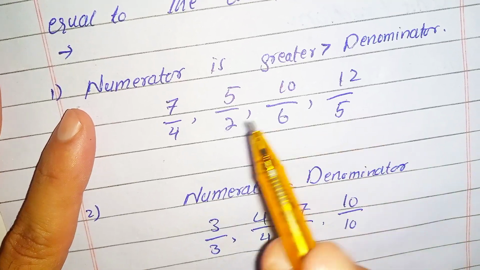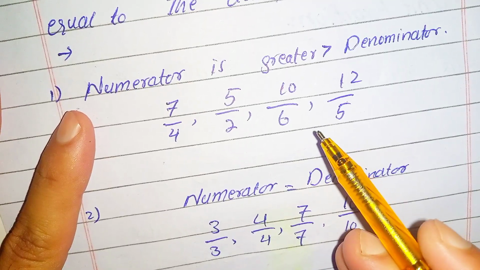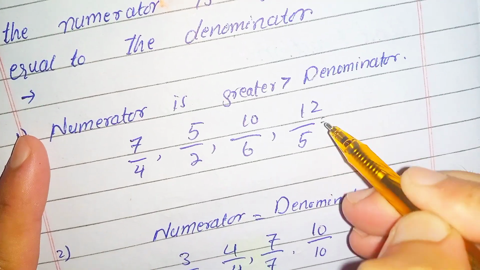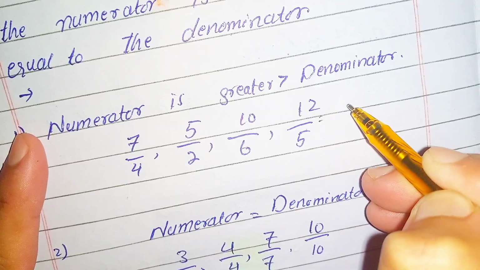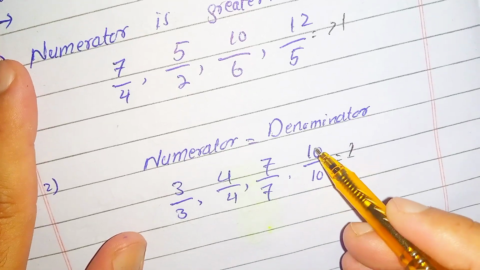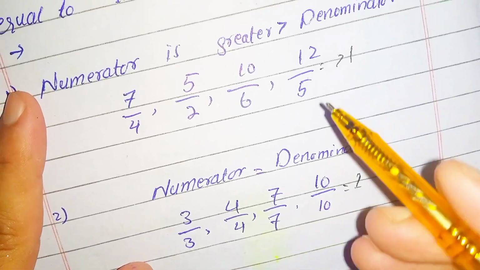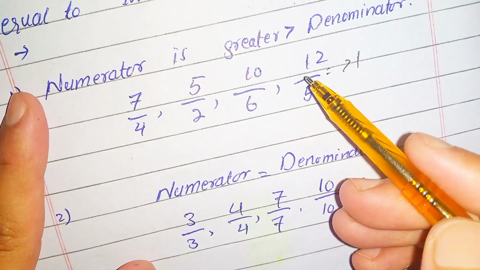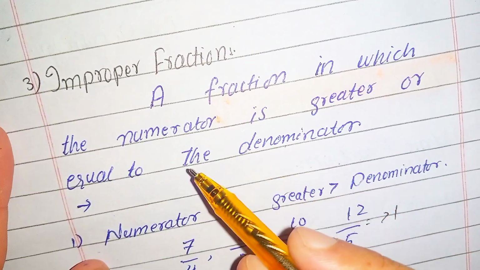So in both cases, the numerator is either equal to the denominator or greater than the denominator. In the first case, the value of the fraction will be greater than 1, but in the other case the value will be equal to 1, right? For example, 10 over 10 is 1, 7 over 7 is 1, 4 over 4 is 1, but in 10 over 6, the result is greater than 1, right? So in the case of an improper fraction, the result will be either equal to 1 or greater than 1.